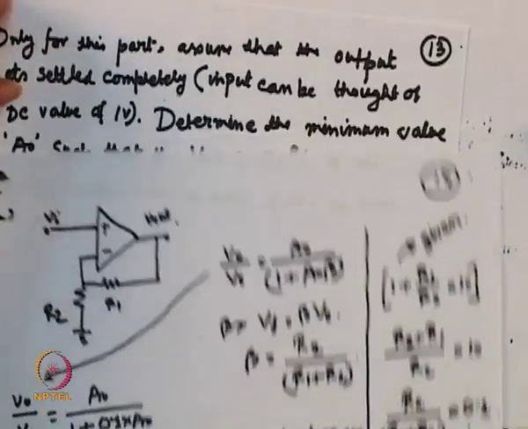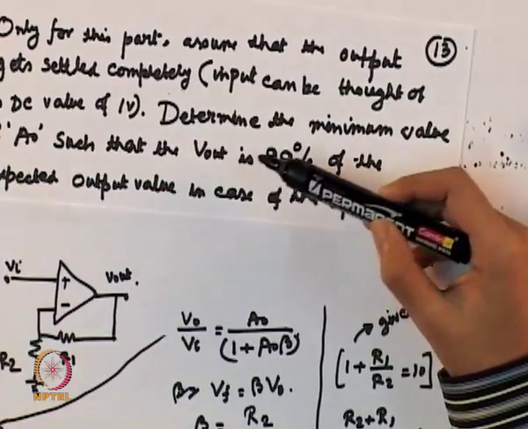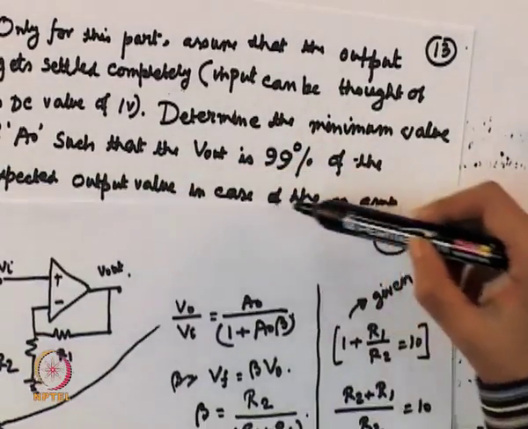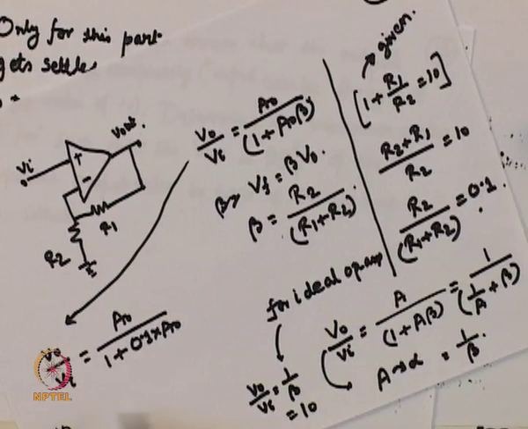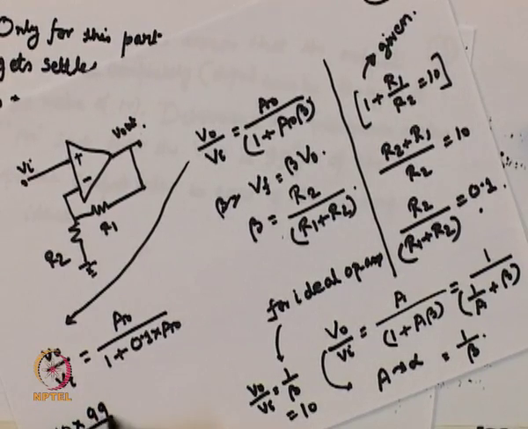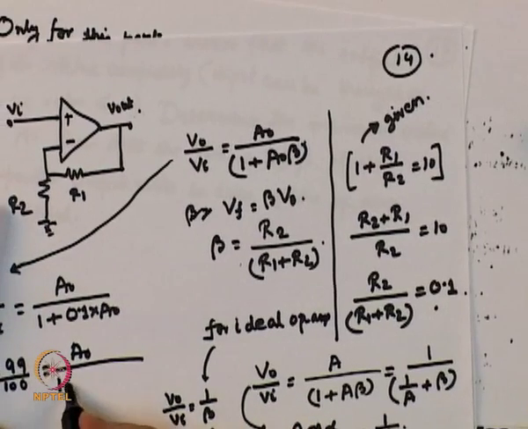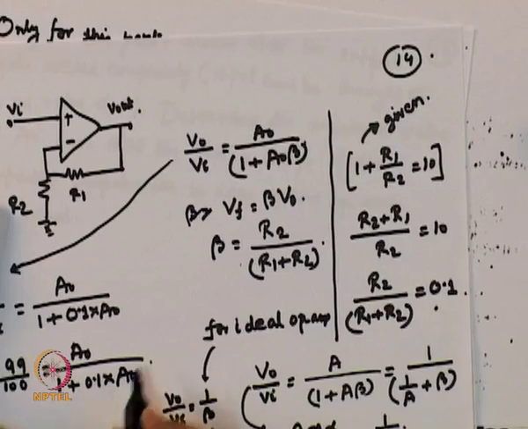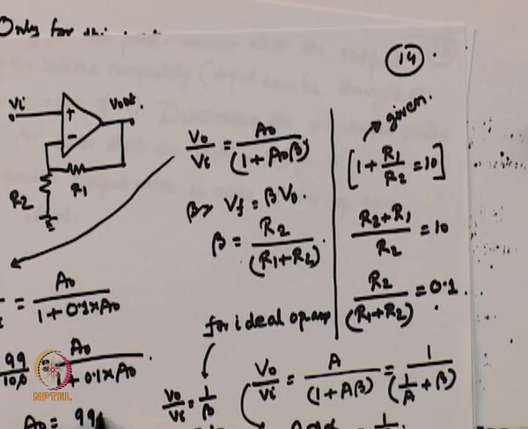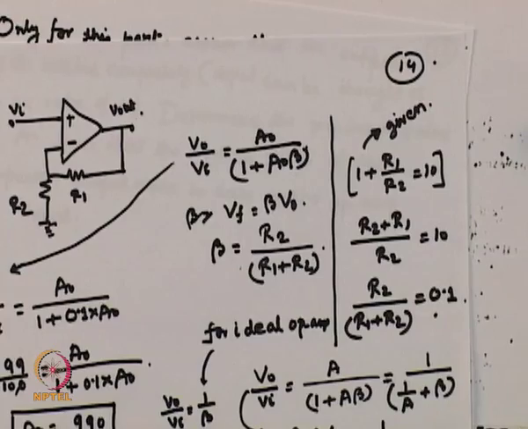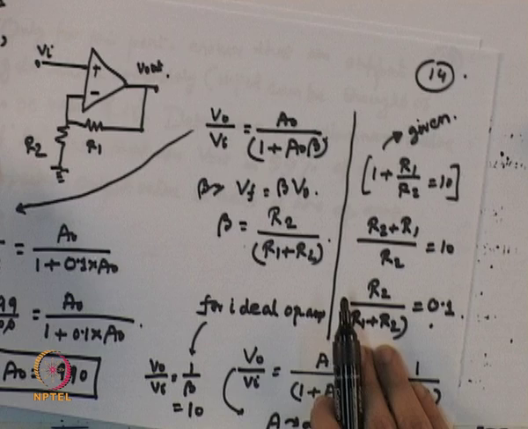Now, we want the minimum value of A0 such that the Vout is 99% of the expected output value in case the op amp is ideal. So, it will be 10 times 99% equal to A0 by 1 plus 0.1 into A0. If we solve this one, we will get that A0 will come out to 990. This is our minimum value of A0, for which the output will be 99% of the ideal op amp's output value.